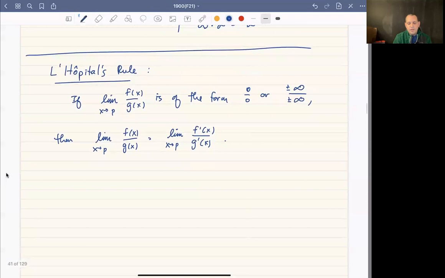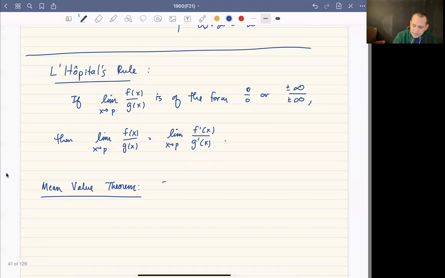I don't want to get too much into the proof of why this works, but I want to just mention a few things. L'Hopital's rule is really just an extension of the mean value theorem. Okay, and the mean value theorem is a result from section 3.2 in our book, and I just want to remind you of what this says.